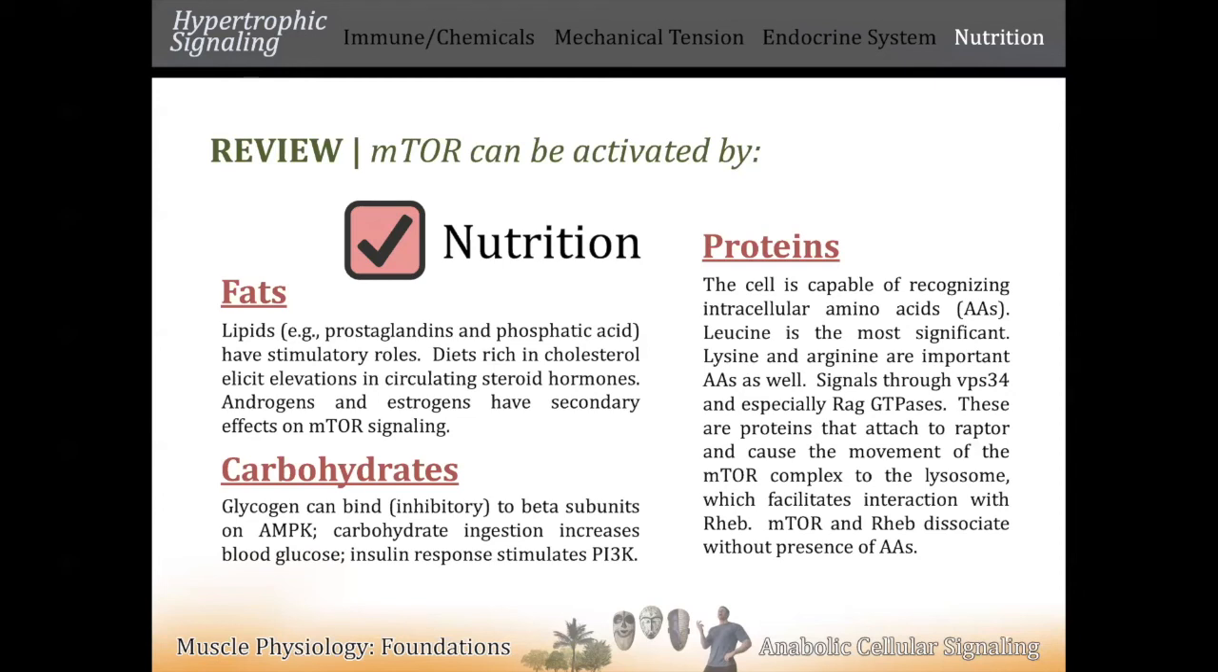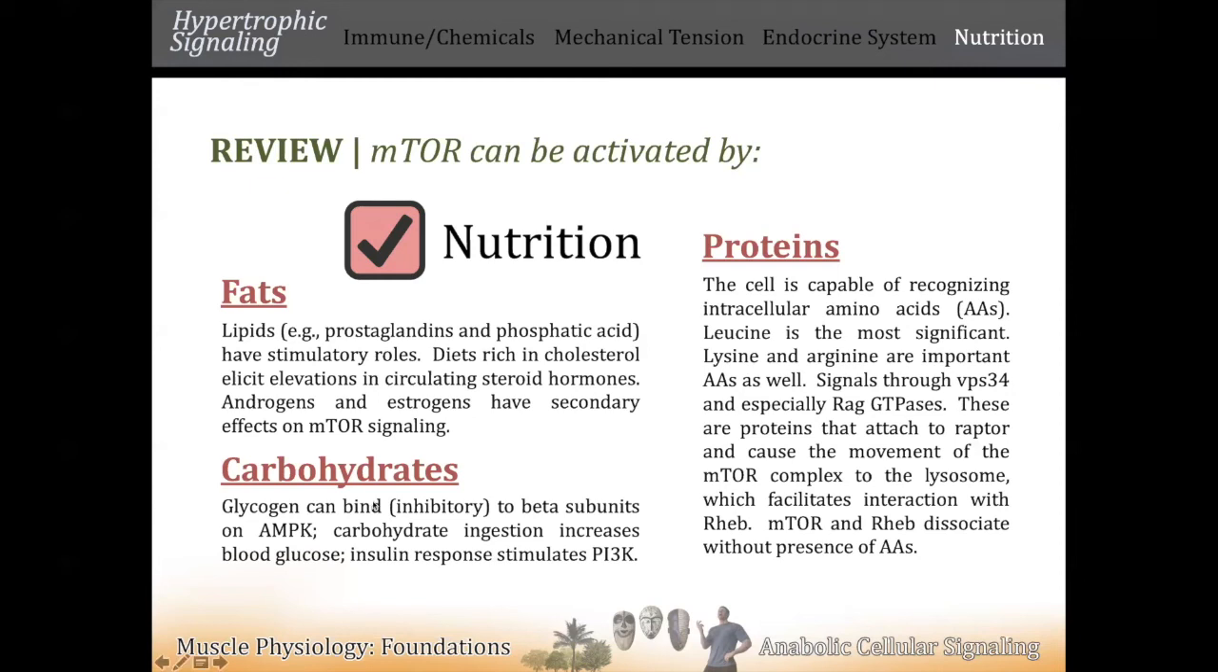We're going to talk a little bit more about this when we get into the mechanisms or the applications, strategies for applying this information. And carbohydrates. We're going to talk on Friday about AMPK. We'll talk a little bit more about its activation and its inhibition, but glycogen can bind to the beta subunits, and there's going to be an inhibitory effect on AMPK.